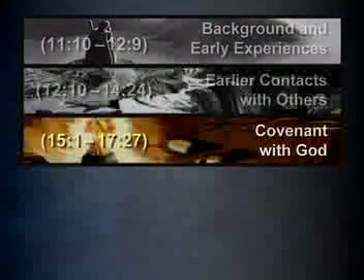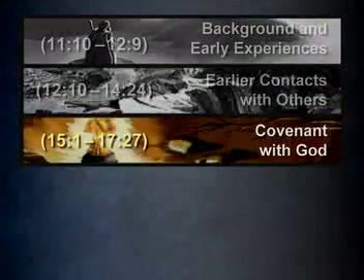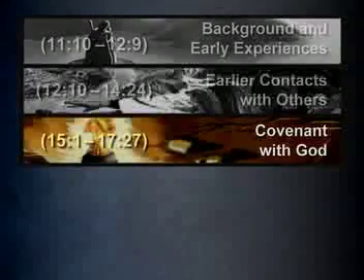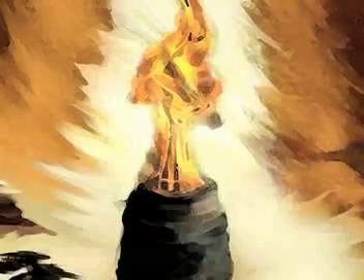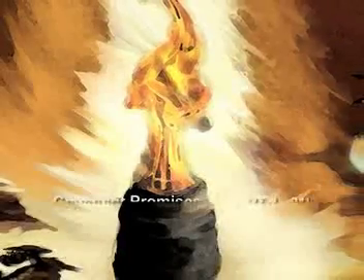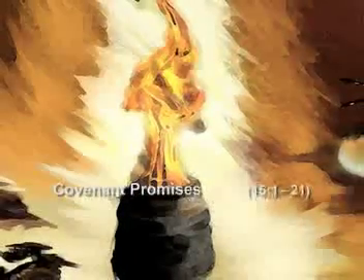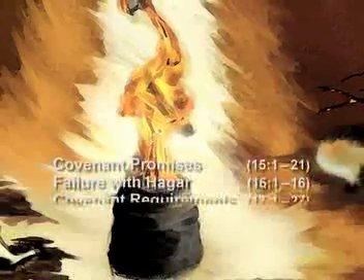The third and central section of Abraham's life focuses on Abraham's covenant relationship with God in chapter 15, verse 1 through chapter 17, verse 27. This portion of the patriarch's life consists of 3 episodes: Abraham's covenant promises, Abraham's failure with Hagar, and Abraham's covenant requirements.